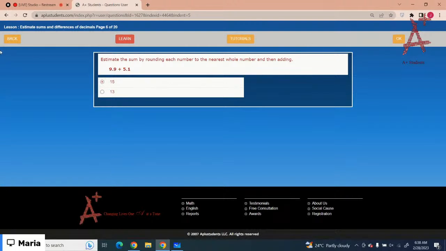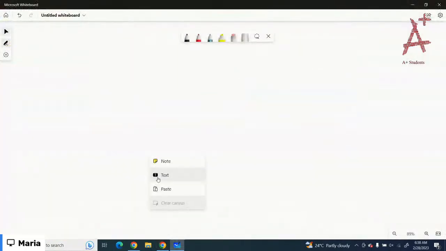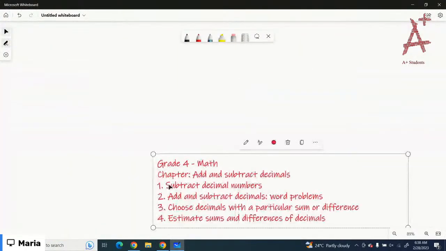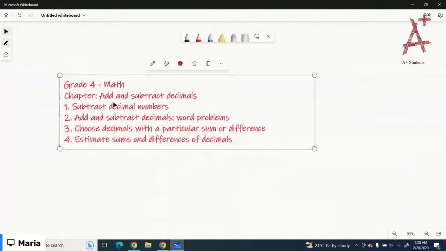Okay, you can complete the test by yourself later today. So we're working on grade 4 maths. The chapter we're working on is add and subtract decimals. The lessons we have covered today are subtract decimal numbers, add and subtract decimals word problems, choose decimals with a particular sum or difference, estimate sums and differences of decimals. So if you have any question, you can ask. I'm here to answer all your questions if you have any.